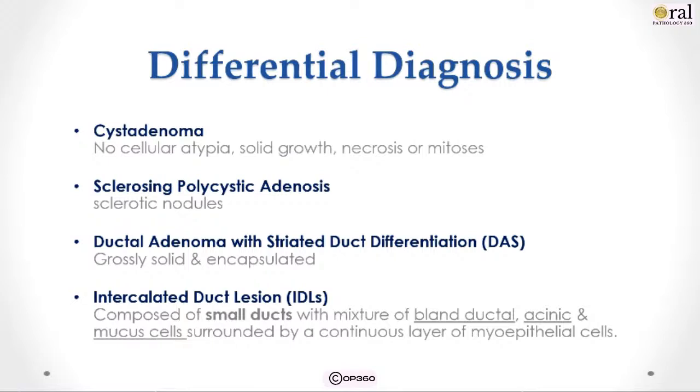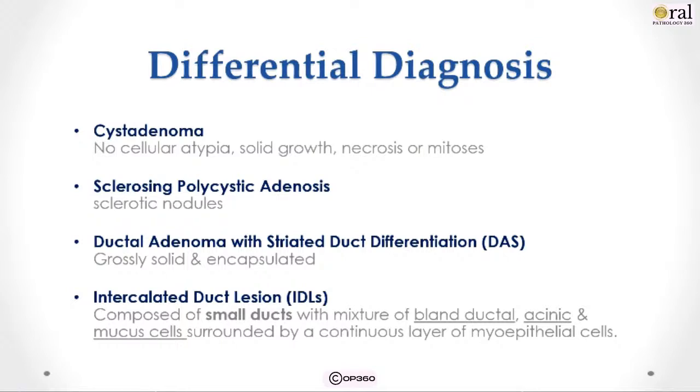Sclerosing polycystic adenosis presents as a sclerotic nodule, which did not fit with our patient's diagnosis. Ductal adenoma with striated duct differentiation is grossly solid and encapsulated, and that helped us to distinguish it from our patient's diagnosis. About the intercalated duct lesions, these are small lesions composed of small ducts with a mixture of blunt duct, acini, and mucous cells surrounded by a continuous layer of myoepithelial cells.